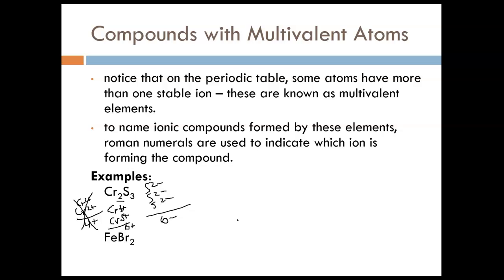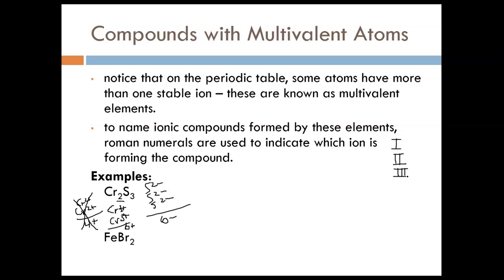So when I write down the name, in order to communicate that we have the 3 plus version of chromium, we're going to start to use Roman numerals in our names to do that. I'm hoping that you remember your Roman numerals from math, but if you don't, Roman numeral 1 is this, and that represents 1. This is 2.